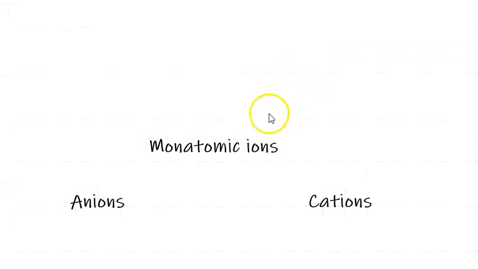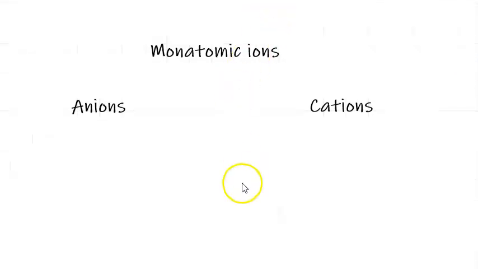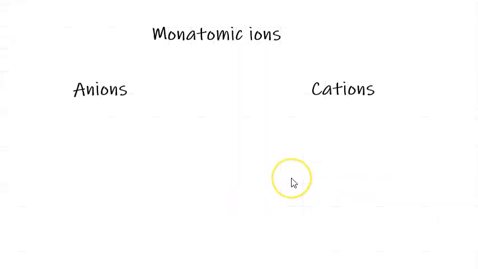So there's two types of ions that we need to be able to name. One is monatomic ions and the other is polyatomic ions. Monatomic ions are ions that just have one atom in there, and polyatomic ions have got multiple atoms and they form an ion altogether. So within monatomic ions there's two types of ions that have different ways of naming.